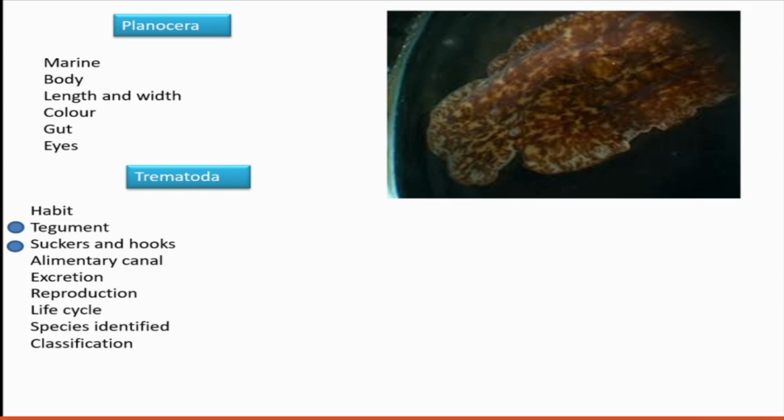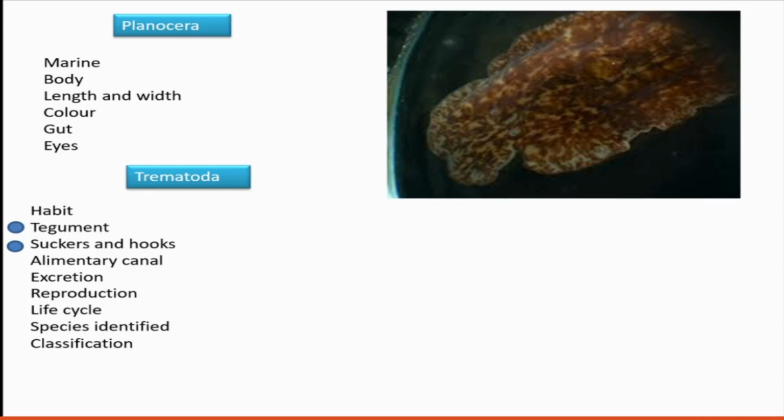Then examples also we need to understand. Monogenia examples are Diplozoon, Gyrodactylus, Polystoma, etc. All these names are there in your textbook. Then the examples for digenia are Fasciola, Schistosoma, or Opisthorchis. All are examples.